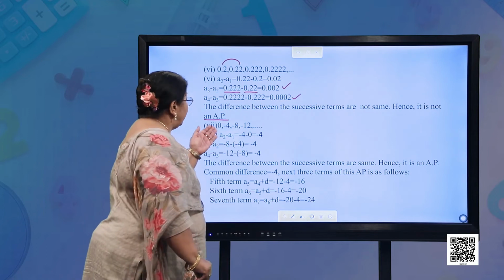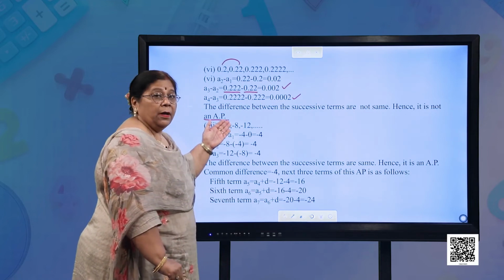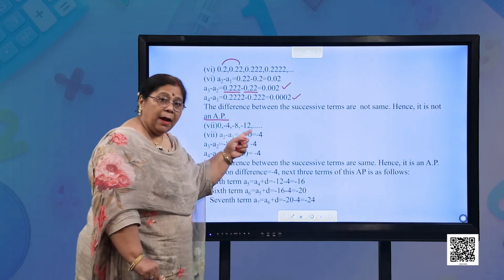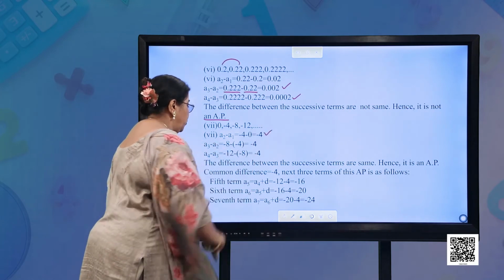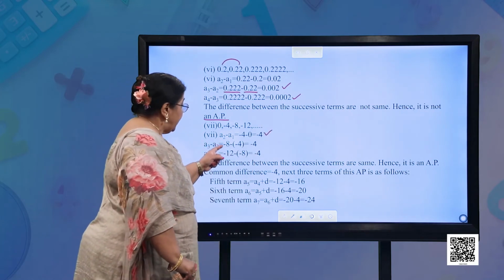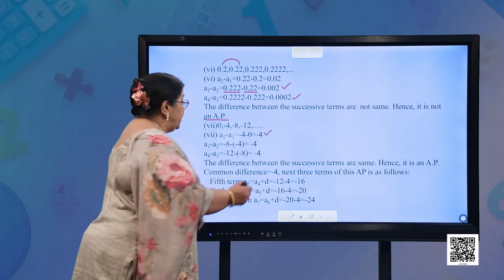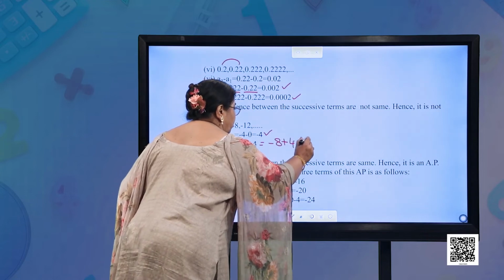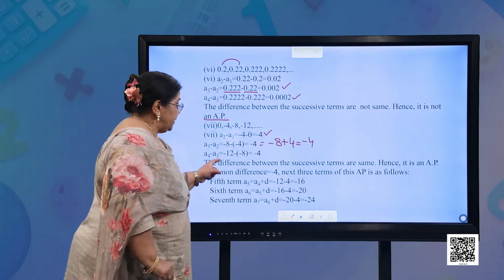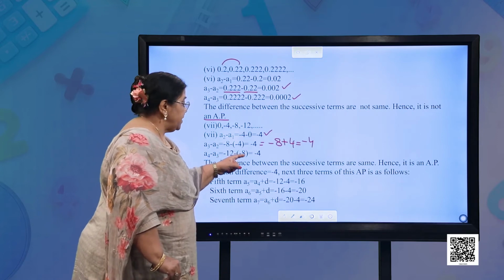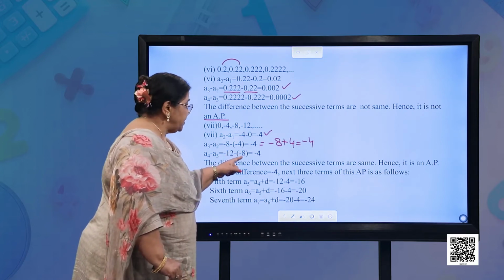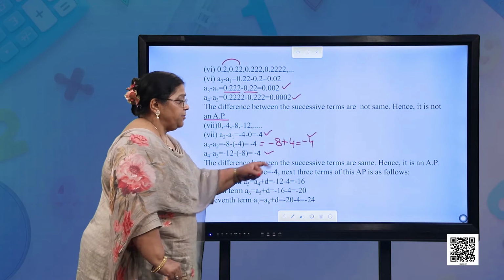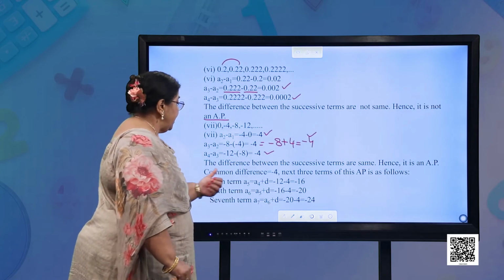Clear? Now, next one: 0, minus 4, minus 8, minus 12. What is A2 minus A1? Minus 4 minus 0, that is equal to minus 4. What is A3 minus A2? Minus 8 minus of minus 4, that gives me plus 4, minus 8 plus 4, that is equal to minus 4. A4 minus A3 is minus 12, minus of minus 8 is plus 8. So, minus 12 plus 8 will be minus 4. What do you observe? We observe that the difference between the successive terms is the same, hence it is an AP.